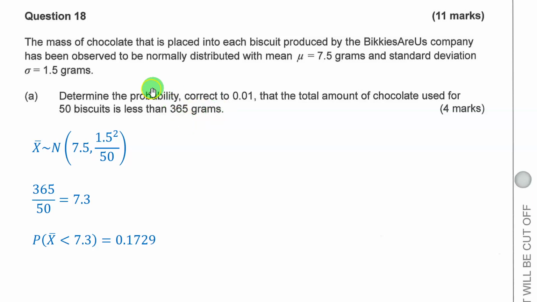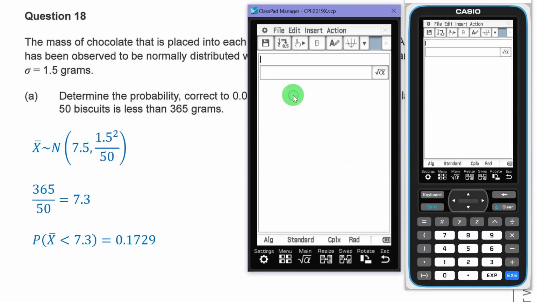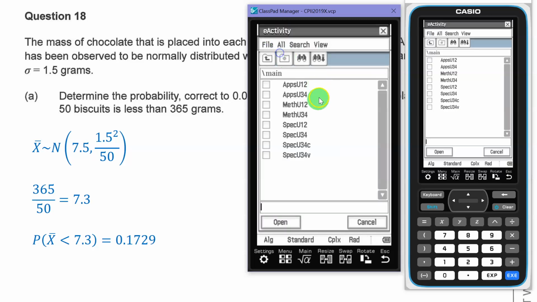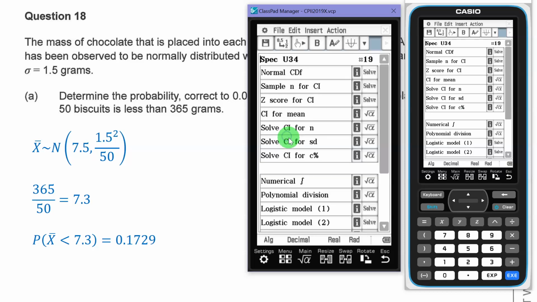So we'll let the examiner know our sampling distribution is normally distributed with a mean of 7.5, the population mean, and a variance of 1.5 squared over 50. And then we've got to work out this probability. So I'm going to get my calculator up and head into my e-activity. The regular specialist file would do nicely for this one.